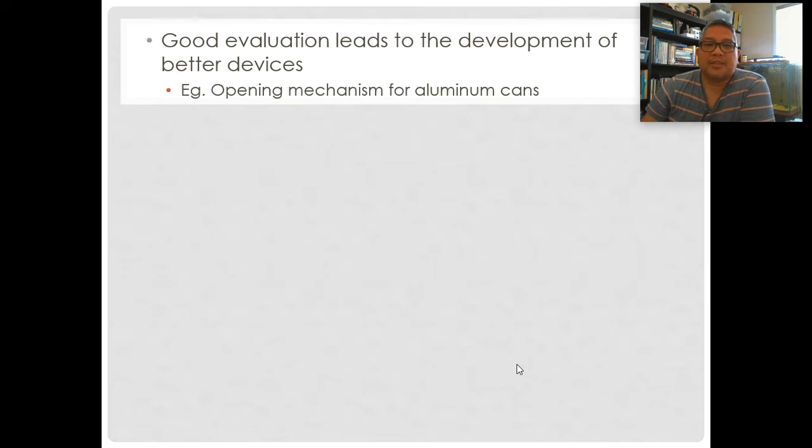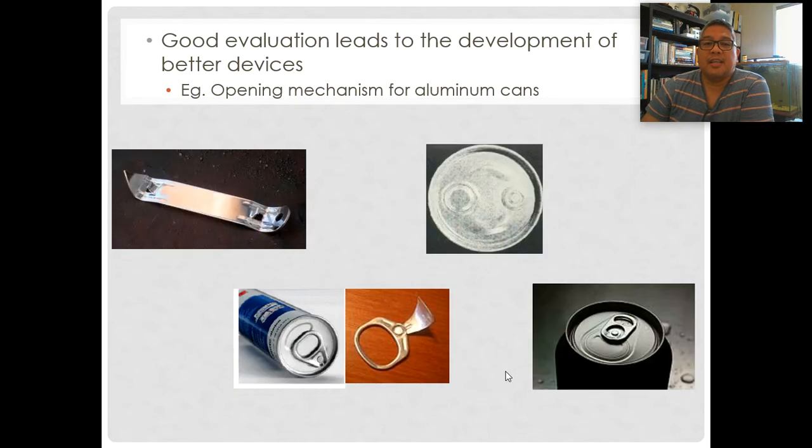So good evaluation leads to the development of better devices. I'll give you an example: opening mechanisms for aluminum cans. So these are opening mechanisms used before for aluminum cans. You have this, basically just poking it and trying to remove it. An actual top that can be removable. This is an attached handle. This is a removable handle. This will be an attached handle. It's like a combination of two.